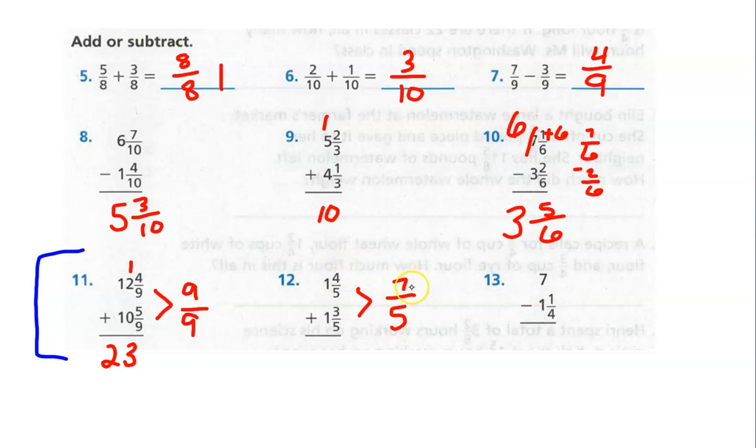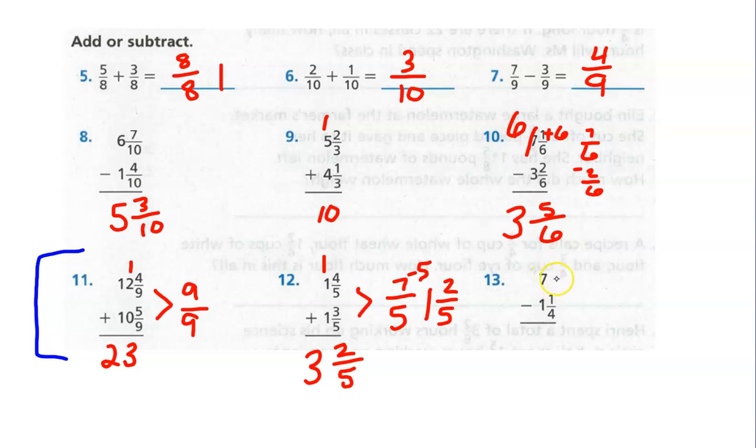So 5 goes into 7 1 full time, and then I would get rid of my 5/5 to leave me with 2/5. So that means I'm going to bring down my fractional part of 2/5, and I'm going to carry that 1 to make this 3 2/5. And then for number 13, I hope you figured this one out.